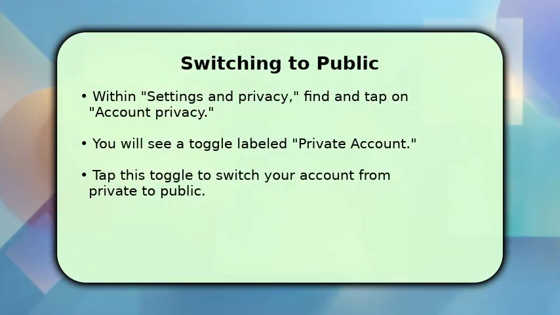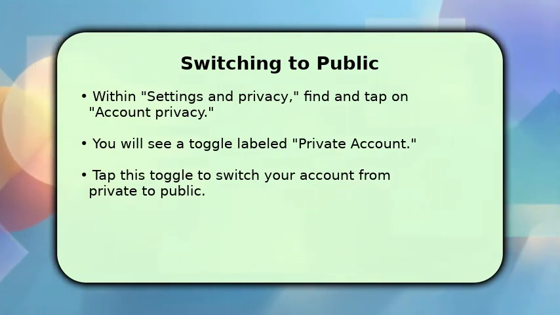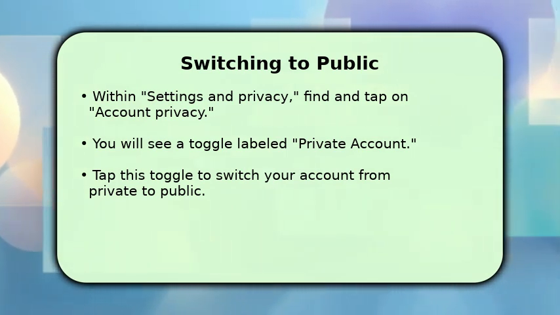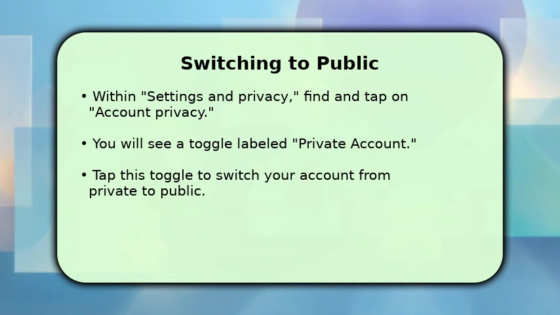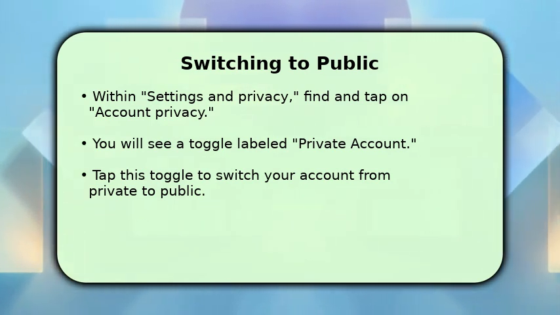Now that you are in the Settings and Privacy menu, scroll down until you find the option labeled Account Privacy. Tap on this to proceed. Inside, you will see a clear toggle switch marked Private Account. If it is currently blue or green, your account is private. Simply tap this toggle to turn it off, making your account public. The app will ask you to confirm your choice.